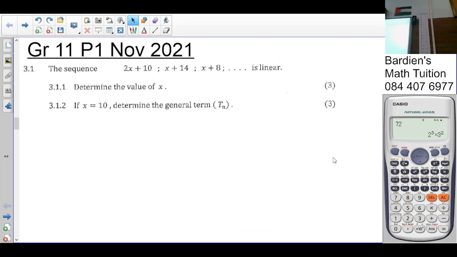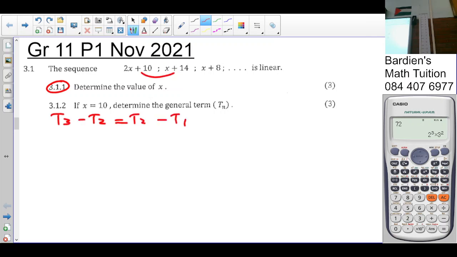The sequence 2x plus 10, x plus 14, x plus 8 is linear. So what do we know about linear patterns? It has a first common difference, which means to say that T3 minus T2 equals T2 minus T1. So what do we have? x plus 8 minus (x plus 14) equals (x plus 14) minus (2x plus 10).